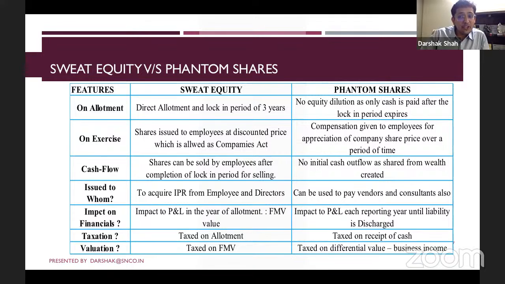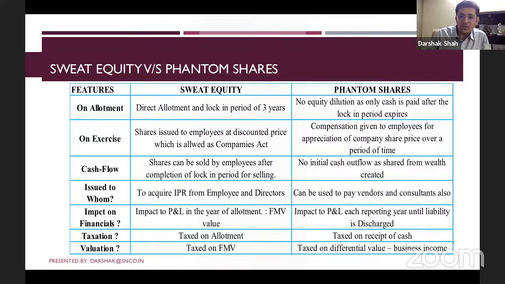And this can be an instrument to barter in certain situations where the cash outflow is a problem, but both consultants and vendors are able to see the potential of the company and therefore they get ready to commercially barter with you. In that case, these phantoms can play a role.